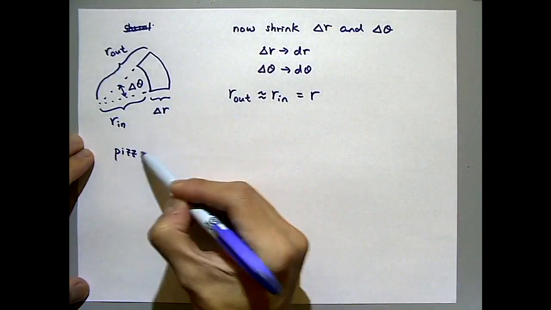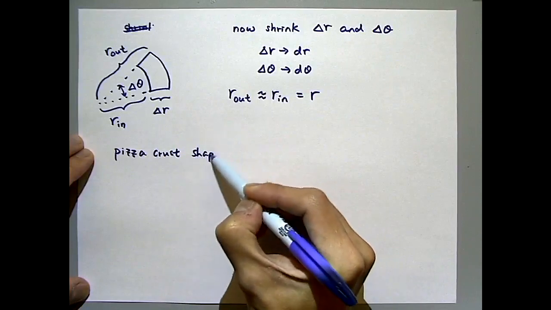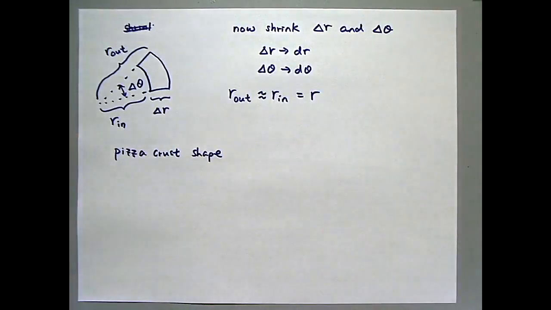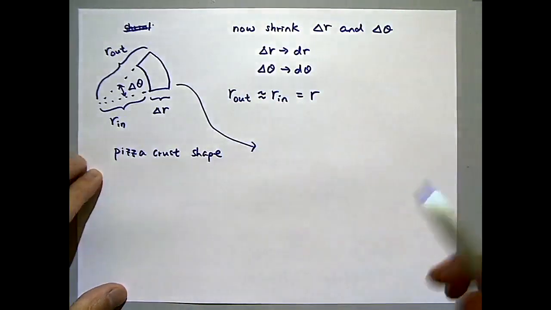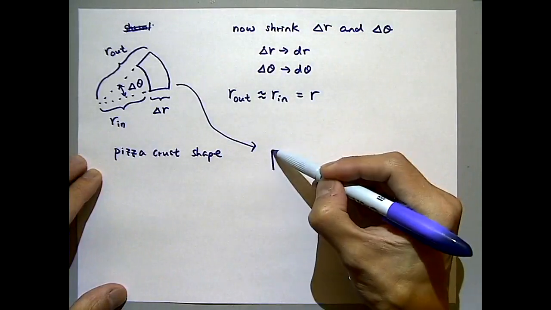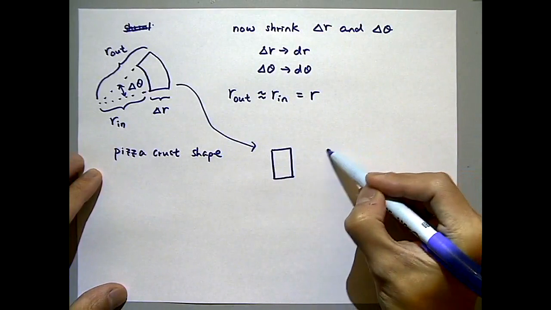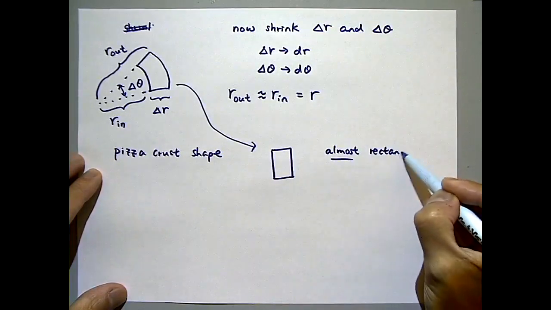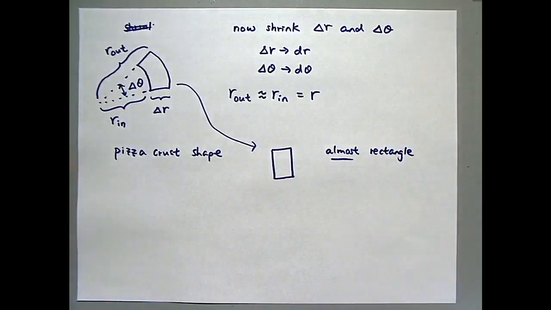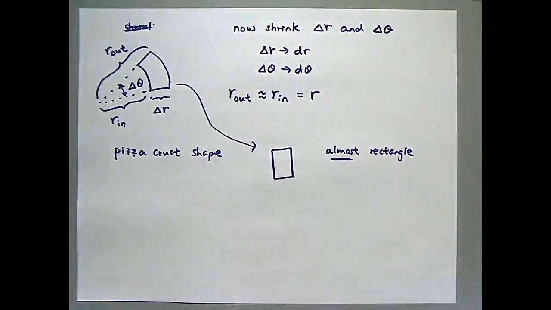So our pizza crust shape, when you shrink delta r and delta theta to something very, very small, will become almost like a rectangle. If you keep shrinking this thing here, the two curved segments here will be roughly straight. So it's almost like a rectangle.